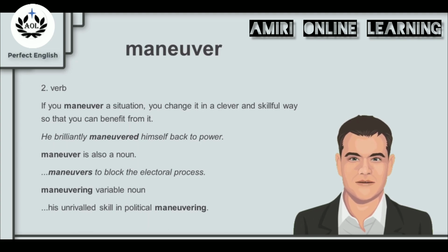But we're talking about power here. He was out of power for some time, but he brilliantly maneuvered himself back. He changed the situation very cleverly and very skillfully. And also maneuver here can be a noun. For example, maneuvers to block the electoral process.